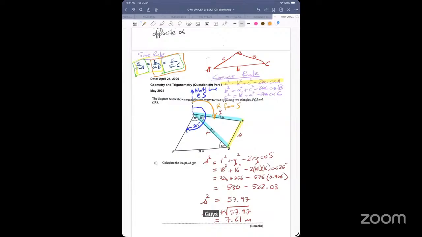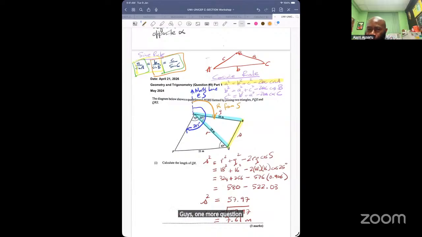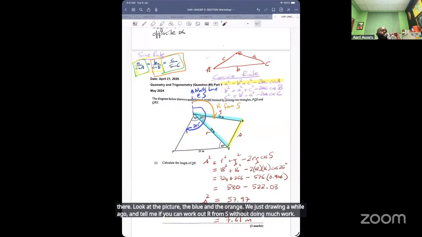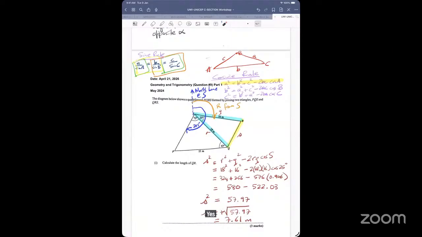Guys, a 1 mark question, I'm saying, is not a lot of work. Look at that picture there. The blue and the orange we were just drawing a while ago. Tell me if you can work out R from S without doing much work. Tell me, what is it? 205 minus 72 and minus 25.